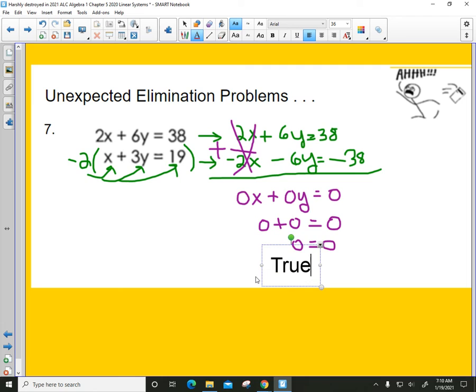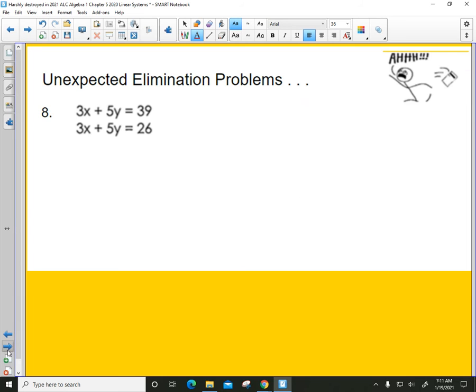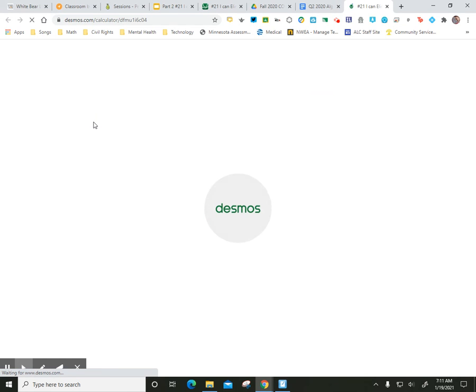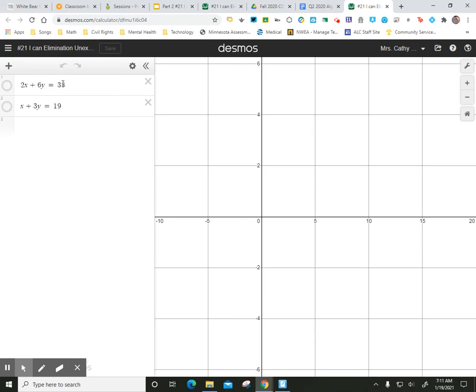And so what we wanted to happen was just eliminate one variable, but instead we eliminated both of them. And so then we have some soul searching to do. So I'm going to jump to a screen that can help us see what that's about. So this is a link for Desmos, and this will take us to the equations we were just working with. They're here, and then I'm going to turn them on. So 2x plus 6y equals 38. That's a red line. And now I'm going to turn on x plus 3y equals 19.